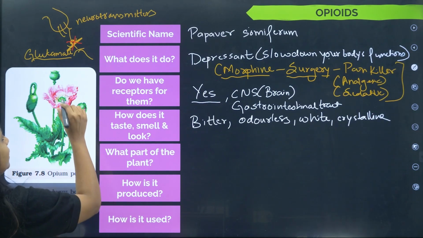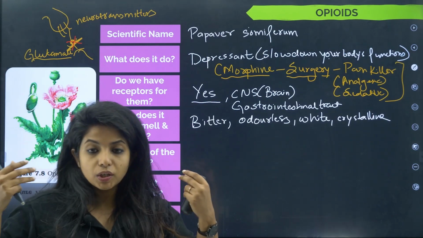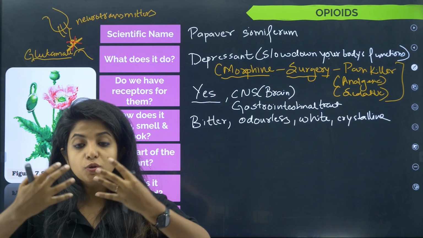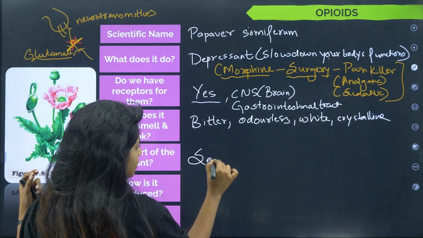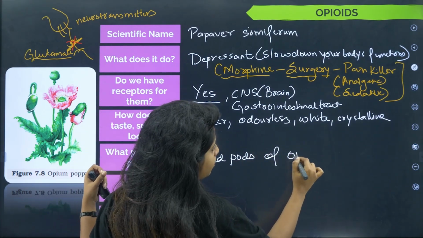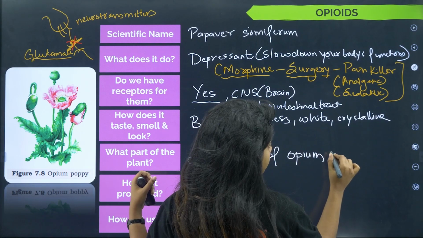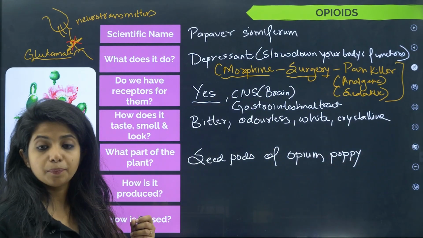What part of the plant is used? So basically, as I said, the seed pod is used. After the flower petals are gone, you're left with the seed pod. These seed pods are responsible for giving the milk of poppy. So it is the seed pods of the opium poppy, Papaver somniferum.